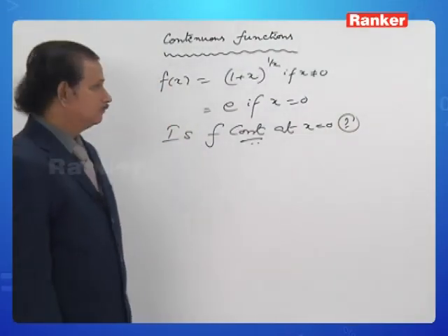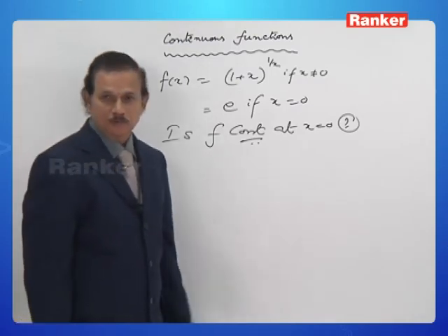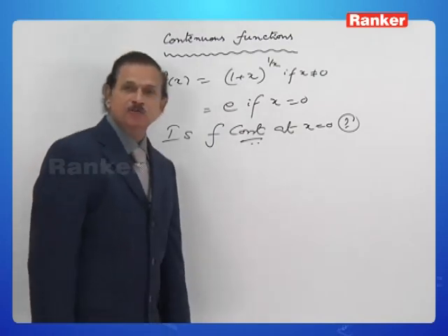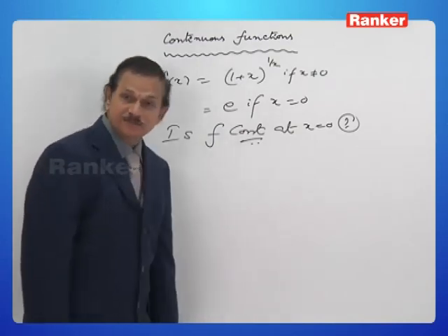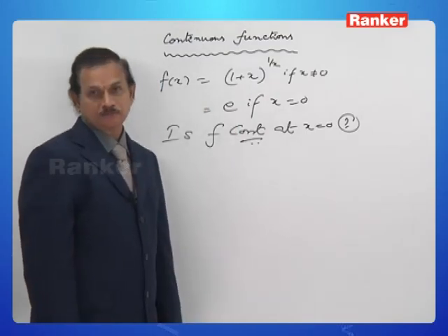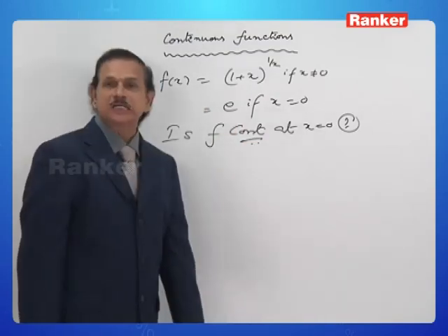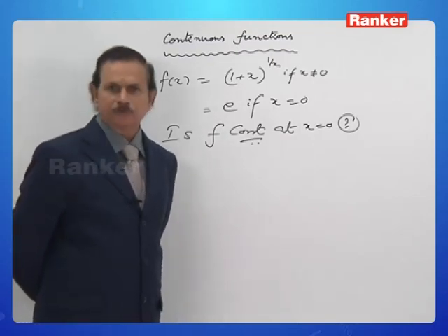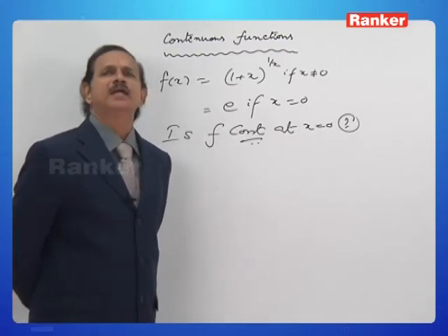Observe the function, rather the problem. The function given here is f of x equal to (1 plus x) to the power 1 by x if x is not equal to 0, and e if x is equal to 0. He is asking us the continuity at x is equal to 0. What is the point of continuity? 0. In the place of a, we have 0.